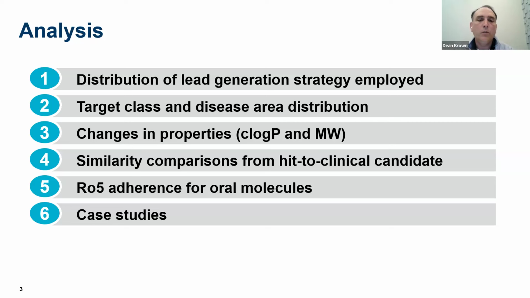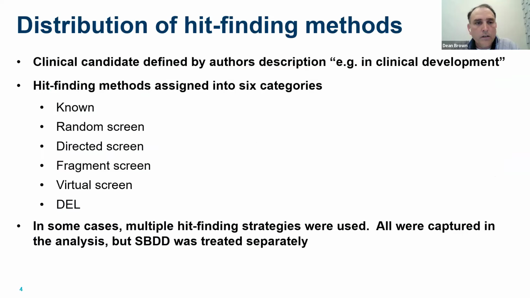specifically log P and molecular weight, and then getting into similarity and trying to answer that question: is it fairly common for the clinical candidate to look very, very similar to the hit, or is that an exception? I'll speak briefly about rule of five, and how some of these molecules adhere or don't adhere to it. A couple of case studies, and then along the way, I sprinkled in some hopefully provocative slides that will get some discussion going as we go through this.